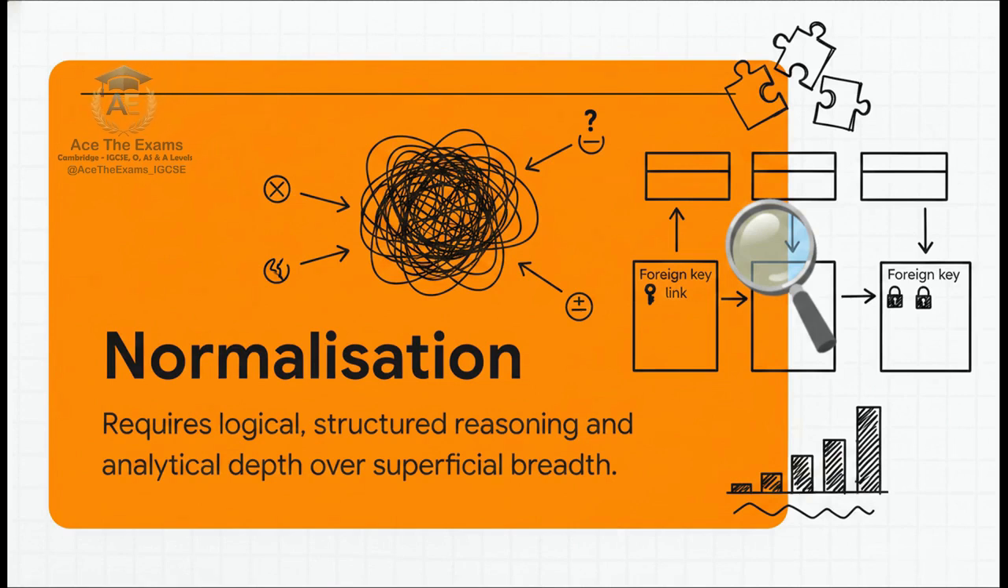You need analytical depth. You need to be able to look at an unnormalized table, instantly spot the update, deletion, or insertion anomalies that would occur, and logically reason your way through the decomposition of those tables while maintaining strict data integrity.